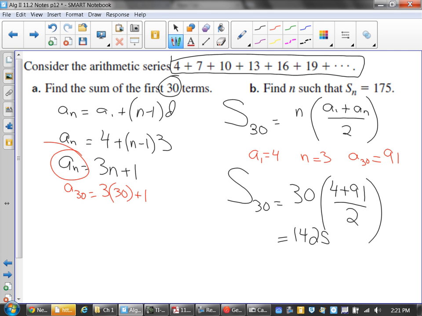The weirdness is involved with part B. Part B is asking you the question, find n such that the sum of that many terms equals 175. In other words, it's asking how many numbers you would have to add together within that sequence to equal 175. You're trying to figure out how many of them in that sequence you'd have to add together.